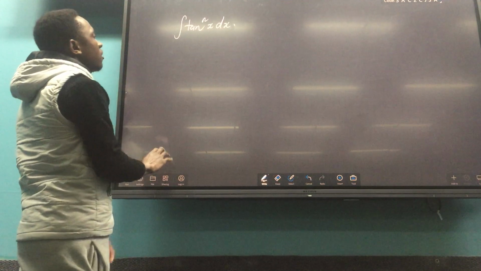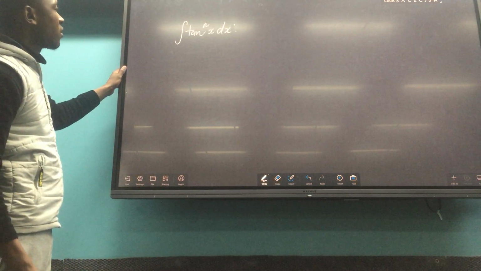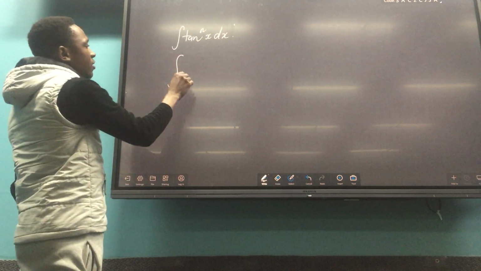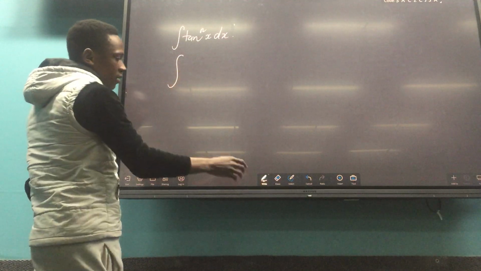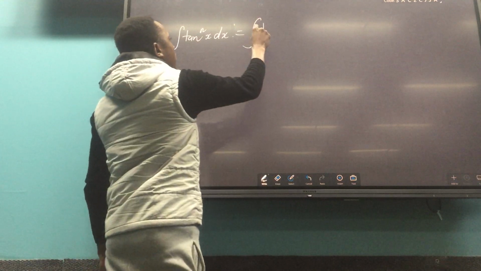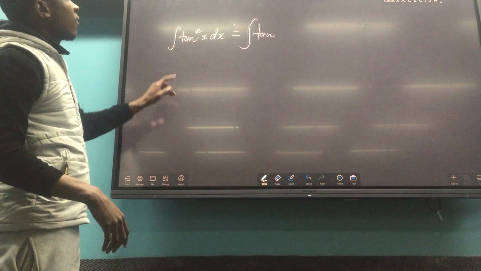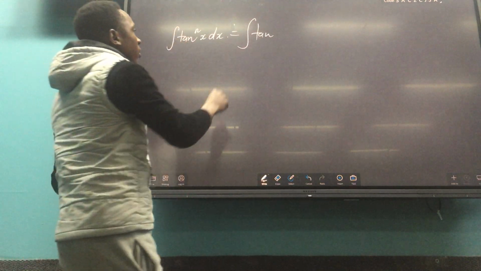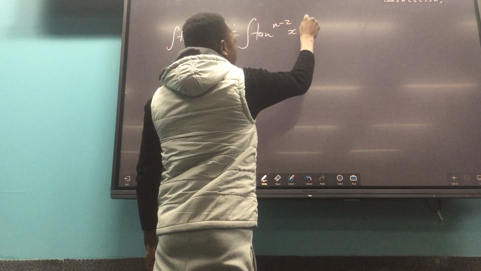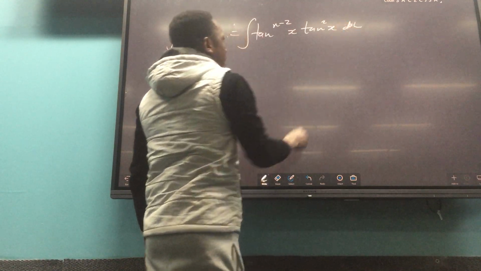Hi guys, I want to look at the reduction formula for tan. So it's for powers of tan. What we're going to do in this case is separate this into tan. So it's a bit different from the one for sin, because for tan we're going to separate it into tan to the power of n minus 2 of x times tan squared of x dx.